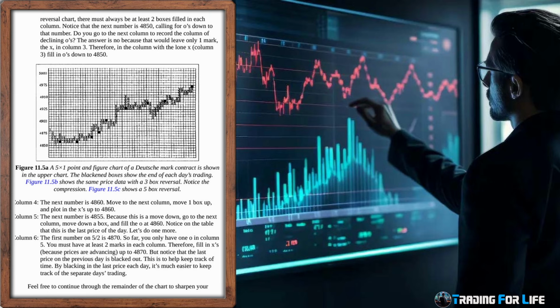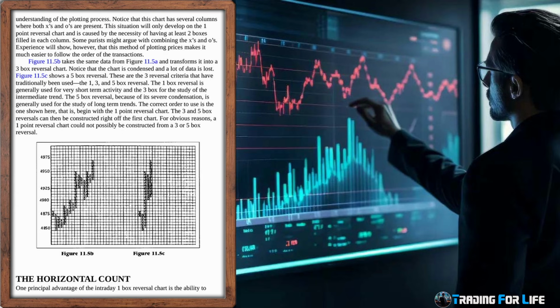But notice that the last price on the previous day is blacked out. This is to help keep track of time. By blacking in the last price each day, it's much easier to keep track of the separate days trading. Feel free to continue through the remainder of the chart to sharpen your understanding of the plotting process.